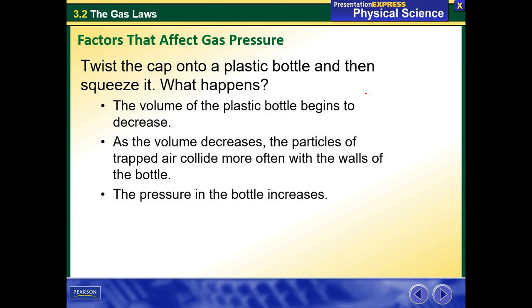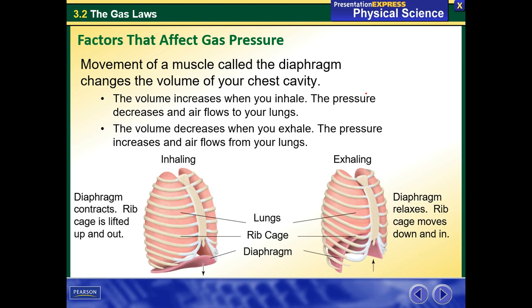The other time that we see volume and pressure is when we inhale and exhale, like we talked about at the beginning of the lesson. We have this muscle called a diaphragm in our body. It's just situated right below our lungs. And this diaphragm will contract and relax to change the volume within your chest. So, right here is the diaphragm, and our diaphragm is actually contracting here. So, it says that when we inhale, our volume increases. And this causes pressure to go down.